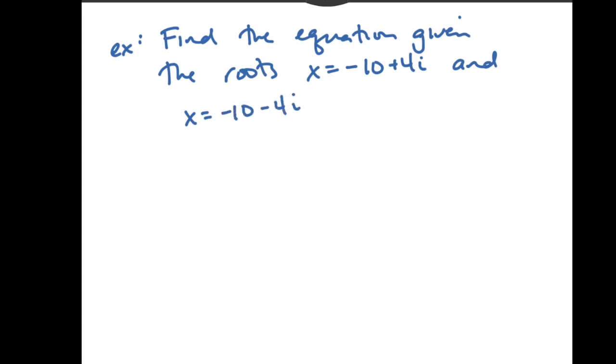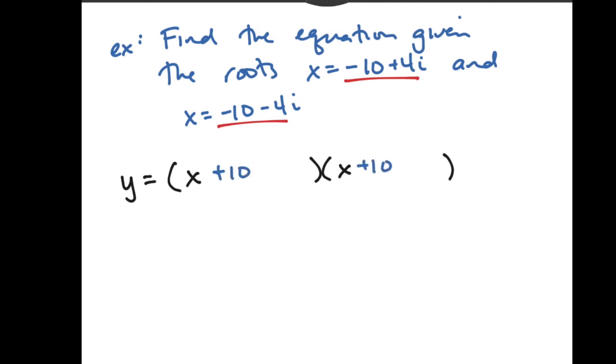So again, these are conjugate pairs. And we're going to put it back into the equation and we're going to switch the signs. So now that is a negative 10, it's going to become positive 10. Since it was positive 4i, this becomes a negative 4i, and this one becomes a positive 4i. And now just distribute them out.